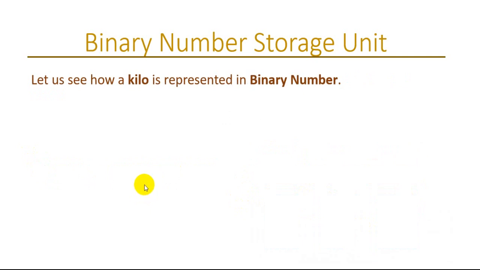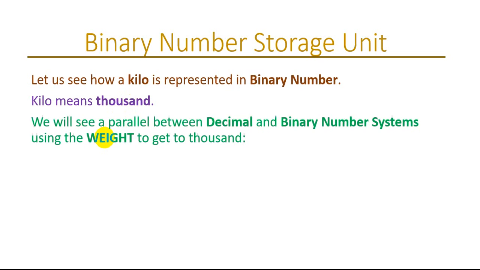Now let's see about kilo. This we need to roughly understand to work with this binary storage. So let's go through that and see. Kilo means 1000, as you know. Say 1000 grams is 1 kilogram. 1000 meters will be 1 kilometer. So like that, a thousand of something is 1 kilo of that.